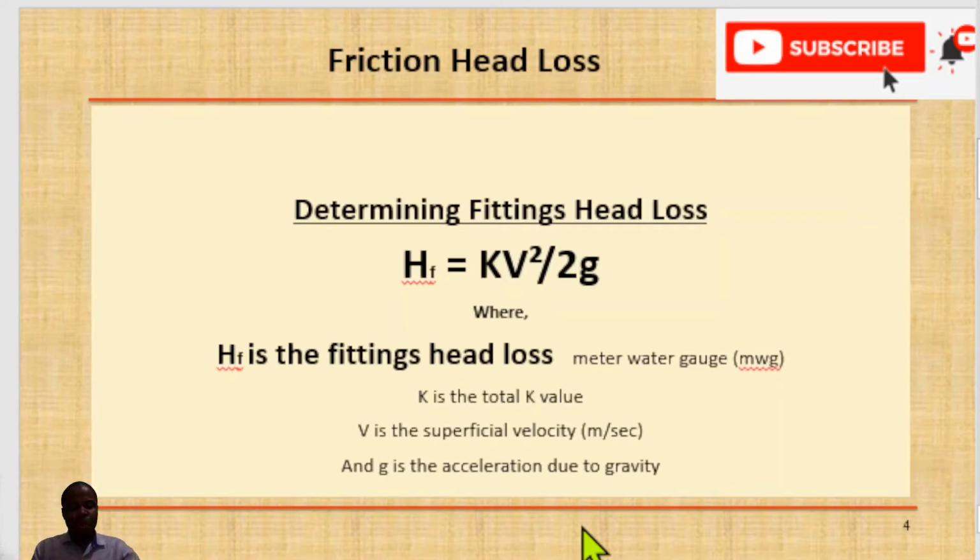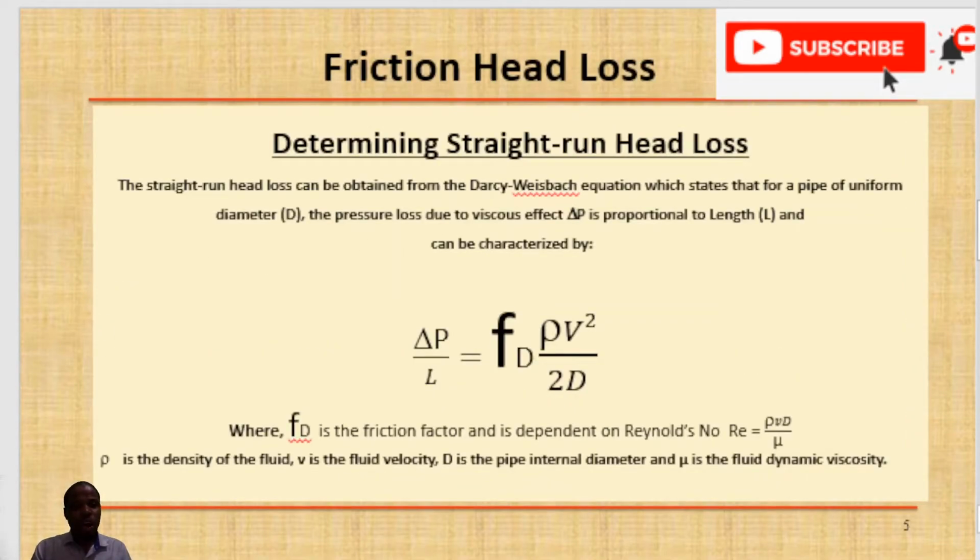Now, the next thing will be to determine what you call your straight run head loss. The straight run head loss can be obtained from the Darcy-Weisbach equation, which states that for a pipe of uniform diameter D, the pressure loss due to viscous effects is proportional to the length and is characterized by this expression.